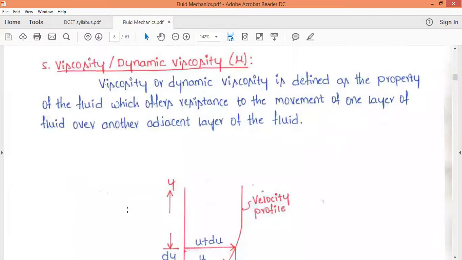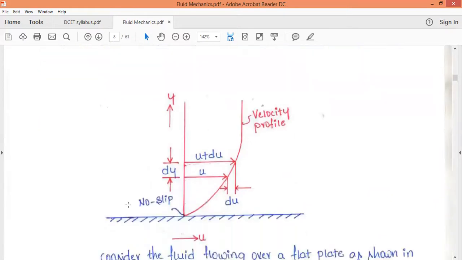Next one, viscosity. Viscosity or dynamic viscosity is defined as the property of the fluid which offers resistance to the movement of one layer of fluid over another adjacent layer of the fluid. Now, let's consider a fluid flowing over a stationary flat surface or stationary flat plate.